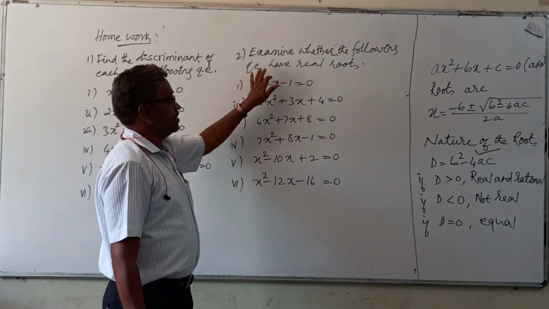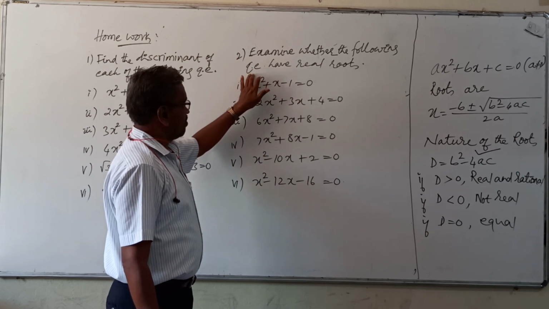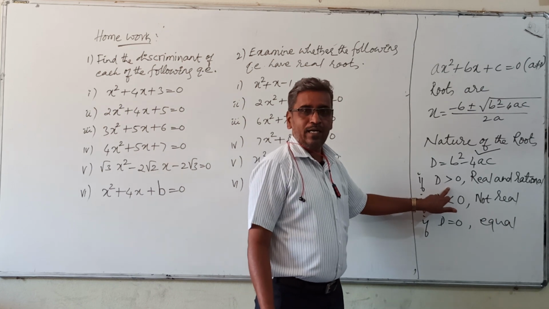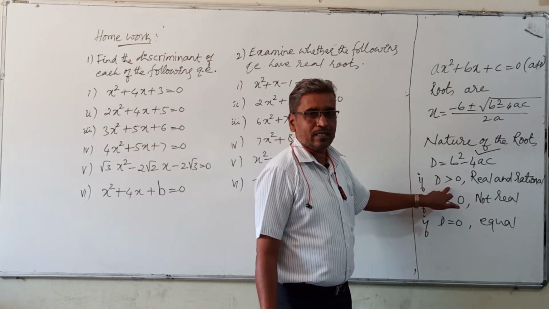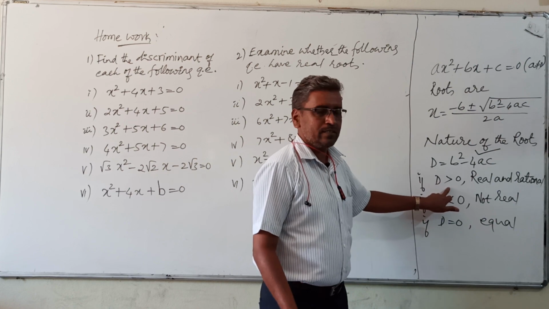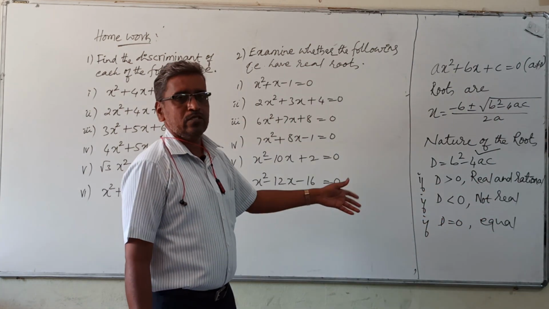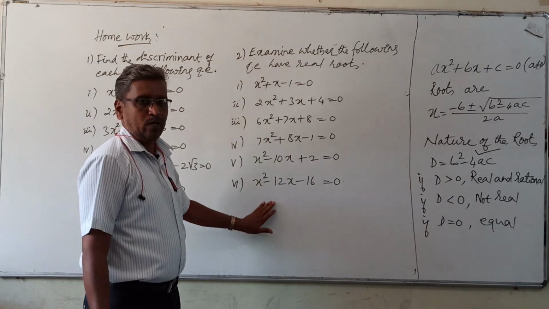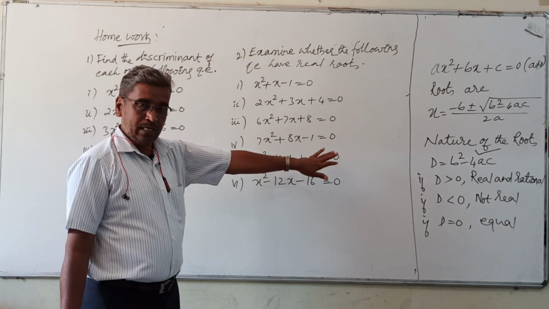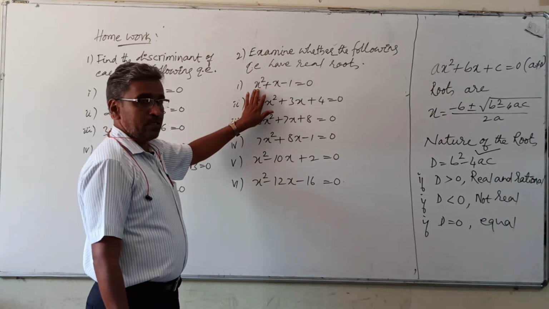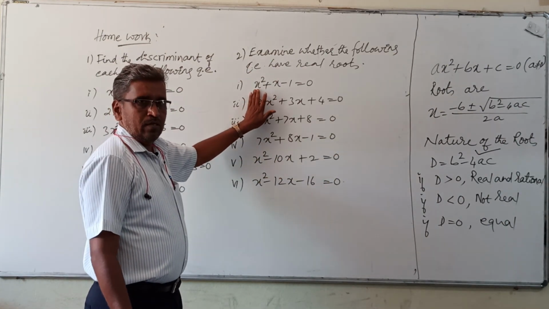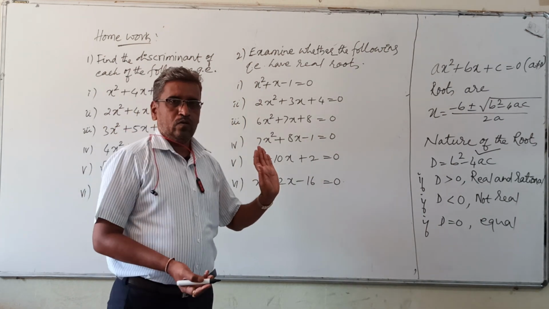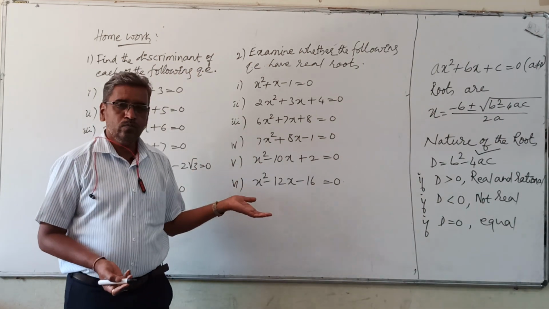Second question is, examine whether the following quadratic equations have real roots. Real roots means when you are finding discriminant D, are you getting it greater than 0 or not? If it is greater than 0, then just write yes. Otherwise, just write no. So here also all are in standard form. So try to write the discriminant again. You have to tell whether this equation has real roots. It means greater than 0, yes. Otherwise, no. These are the examples for homework. Try to do this.